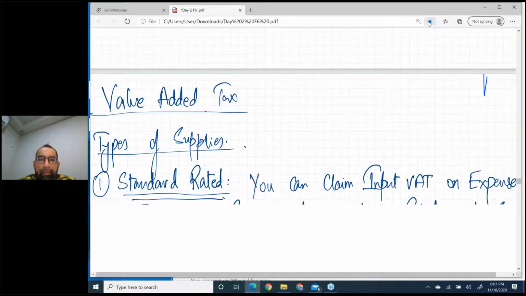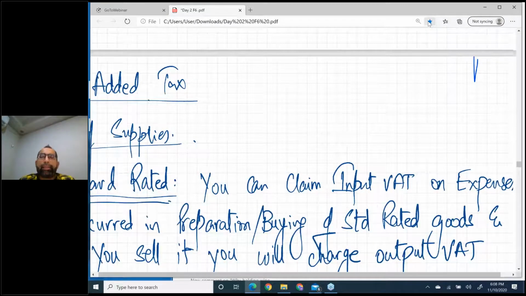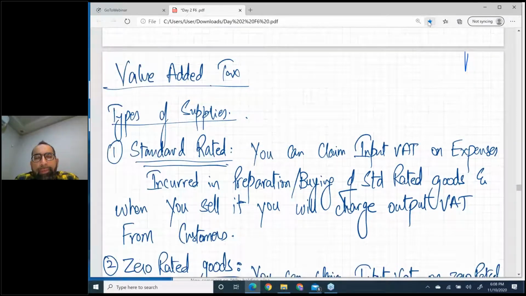Value added tax, the first thing related to value added tax, this is an indirect tax. You studied a lot of direct taxes. What are direct taxes? For direct taxes, the burden is to be borne by the person who is earning the income, right? And for indirect taxes like value added tax, the burden is to be borne by the one who consumes, the end user.